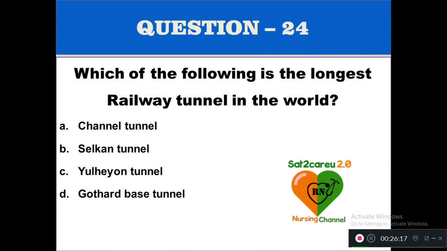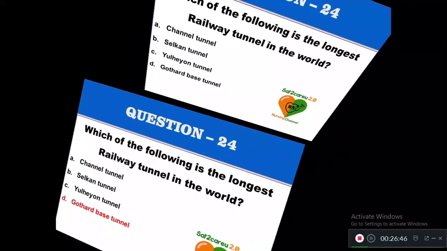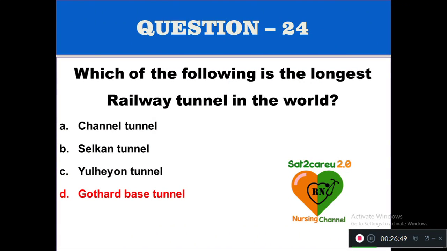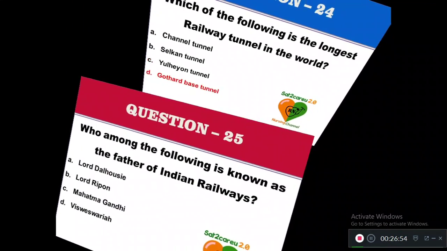Which of the following is the longest railway tunnel in the world? Option A, Channel Tunnel, B, Seikan Tunnel, C, Laerdal Tunnel, and D, Gotthard Base Tunnel. The longest railway tunnel in the world is in Switzerland, in the Alps, that is Gotthard Base Tunnel, which is 57.09 kilometers in length.